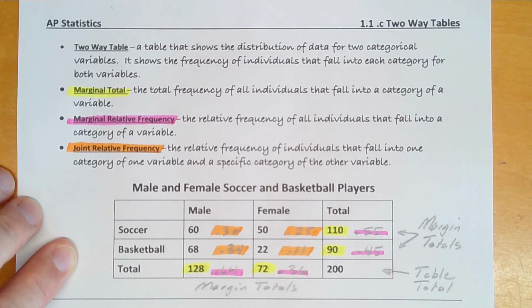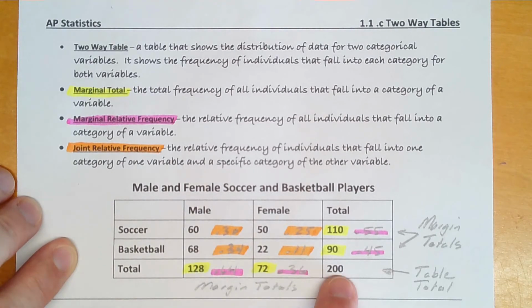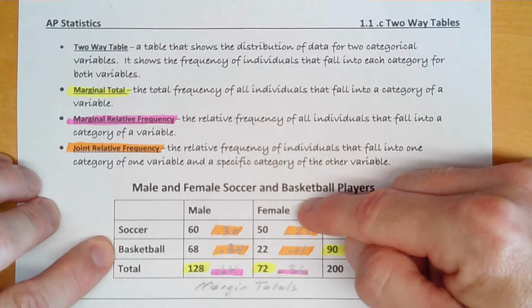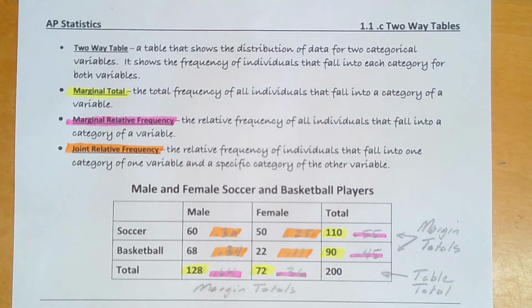And then finally, joint relative frequency is when I take the frequency from each cell and divide that by the table total. So like 60 divided by 200 gives me 0.30. So that means 30% of the people in this data set were male soccer players. Or likewise, if I did 22 divided by 200, I can see that 11% of the people in this data set were female basketball players. All right, so pretty straightforward.